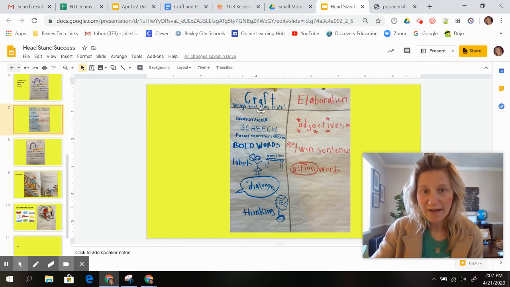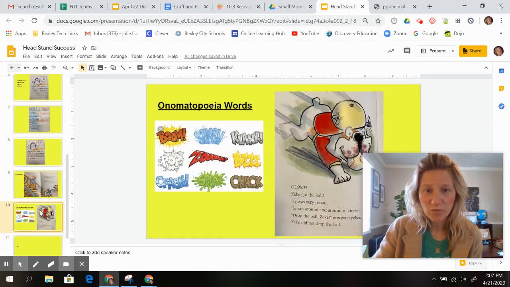First, let's talk about craft. Good writers write with something called craft. Craft brings your story to life. Craft adds personality to your story. One way that you can add personality is by adding onomatopoeia words. Onomatopoeia is a huge, big word. I put an example right there, screech. Onomatopoeia words are sound words.